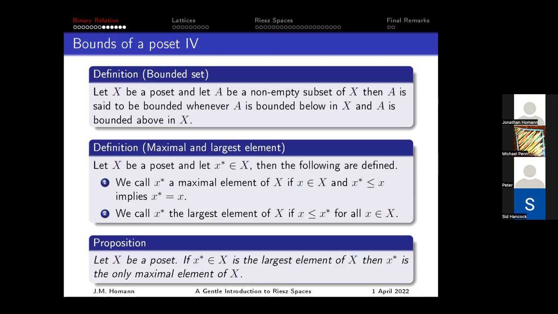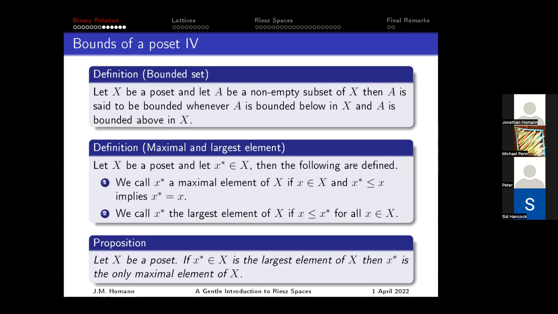So the next definition, we can introduce a maximal element and a largest element of a poset. So we'll say let X be a poset and let x star be a member of X. Then we say that x star is a maximal element of X if little x in X and x star dominated by little x implies that x star is equal to x. And we call x star the largest element of X if little x is dominated by x star for every little x in X.